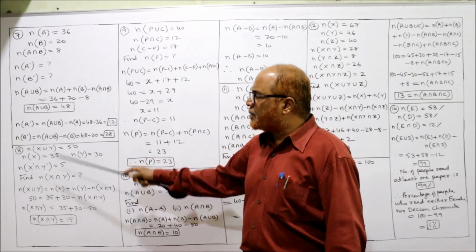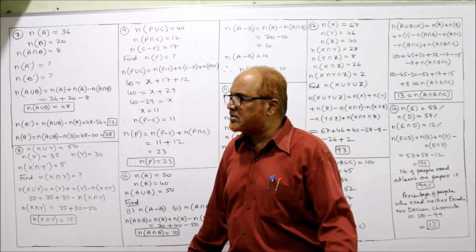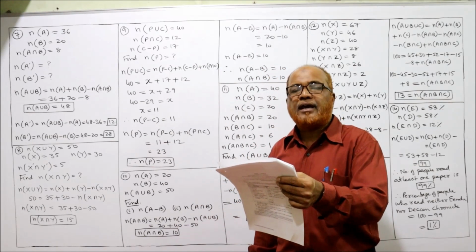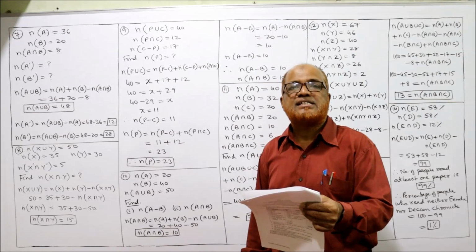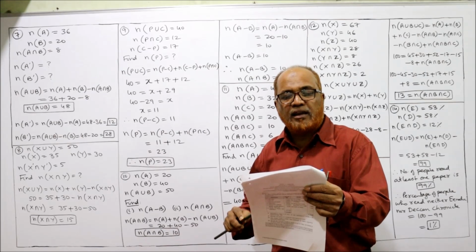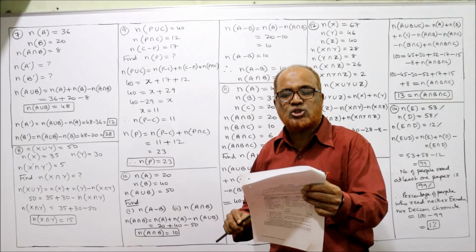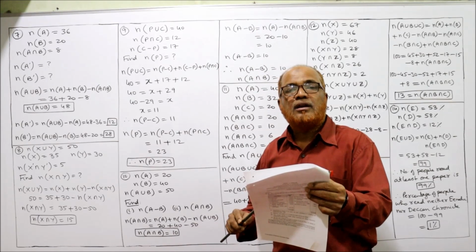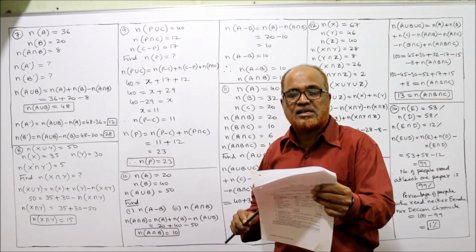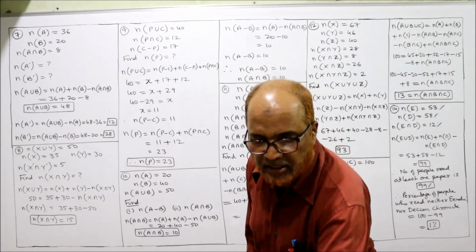That's it. So these two problems are exactly similar, only alphabets have been changed. A, B, here x, y. That's it. Now, ninth problem. See the ninth one. N of P union C. We have two sets, P and C. The union of P and C, number of elements are 40. N of P intersection C, the common elements between P and C set, is 12. N of C minus P, number of elements of the difference between the two sets, is 17. Find N of P, number of elements in set P. That's what we have to find out.